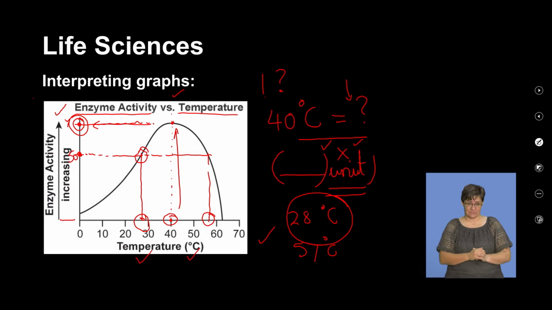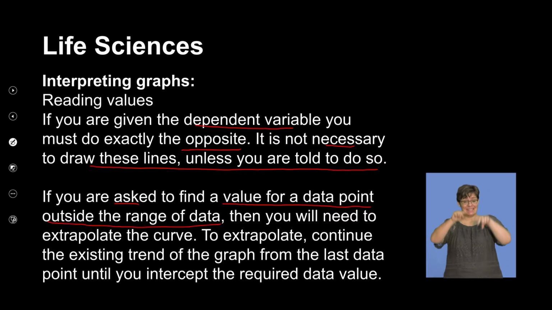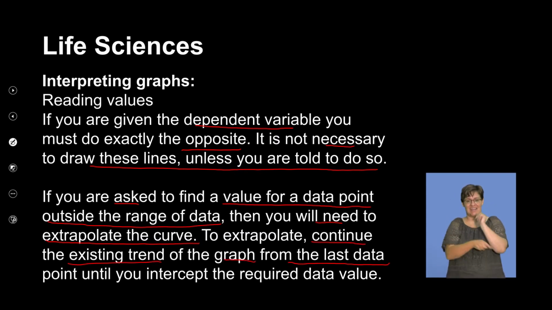Okay, cool. So let's move back to the next slide. Guys, if you are asked to find a value for a data point outside the range of the data, then you will need to extrapolate the curve. And I'll illustrate that in a bit. What does extrapolate mean? It means to continue the existing trend of the graph from the last data point until you intercept the required data value. Let's try and understand how that is done.